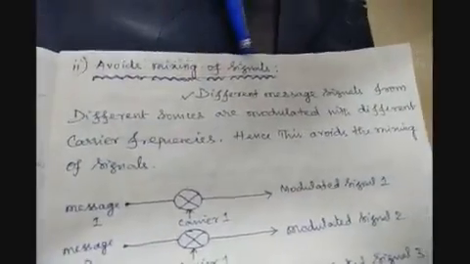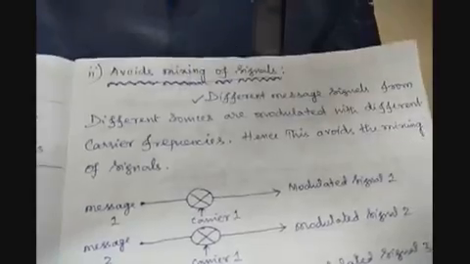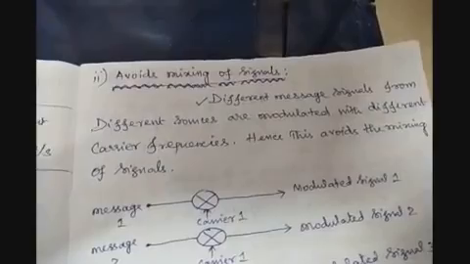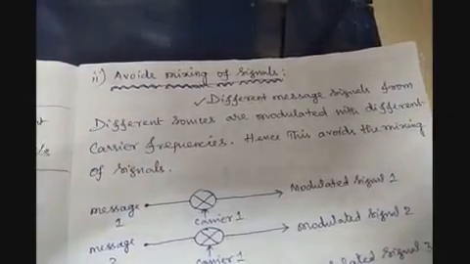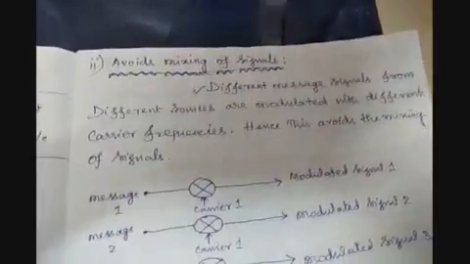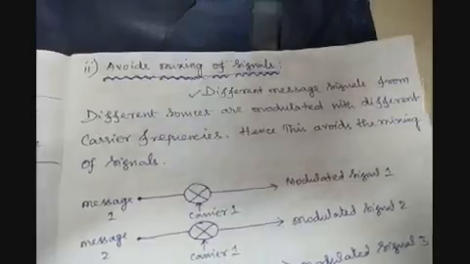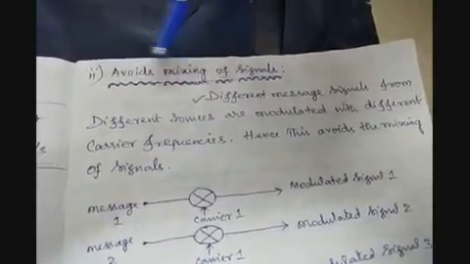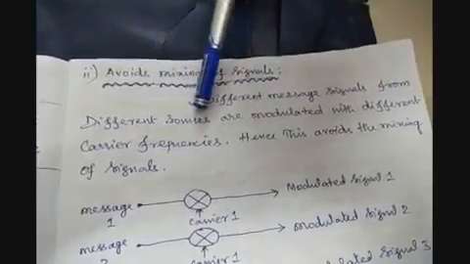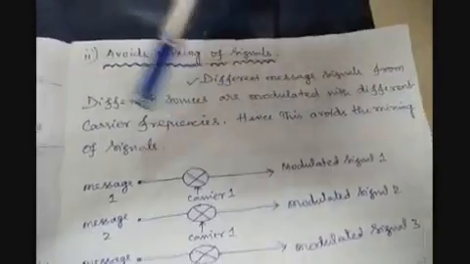Now the second reason: it avoids the mixing of signals. For example, take TV channels: many TV stations are received by a single receiver, but without mixing of the stations. That is possible because of the modulation process, which avoids the mixing of signals. Different message signals from different sources are modulated with different carrier frequencies. Hence, this avoids the mixing of signals.